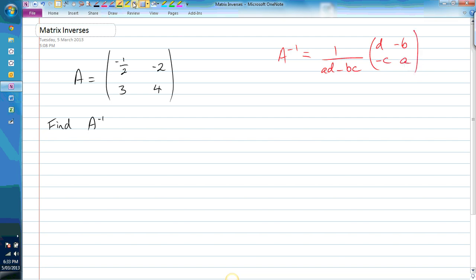Okay, let's have a look at our matrix here. Element A is the negative 1/2, B is negative 2, C is 3, and D is 4. So if we're going to write our inverse matrix, A inverse, we might as well do this second part first because that's the easy part. Alright, we need to swap A and D. So I'm going to end up with a 4 in the top left and a negative 1/2 in the bottom right.